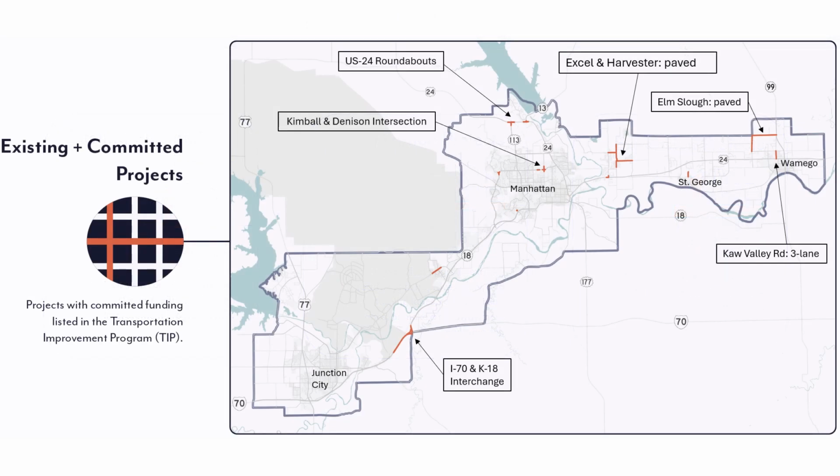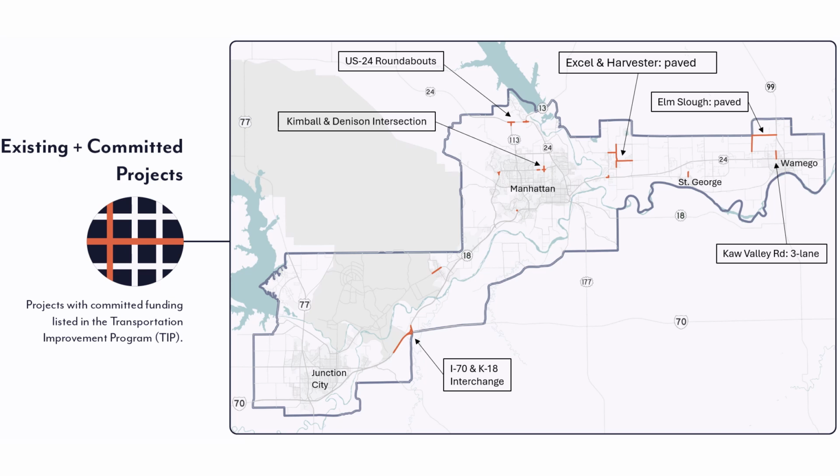The existing plus committed network, or the E plus C network, takes today's existing roads and adds projects that have committed funding and are scheduled to be built within the next 4 years. Key projects include the I-70 and K-18 auxiliary lane and new flyover bridge, the US 24 roundabouts at K-13 and K-113, as well as the expanded intersection of Kimball and Denison.